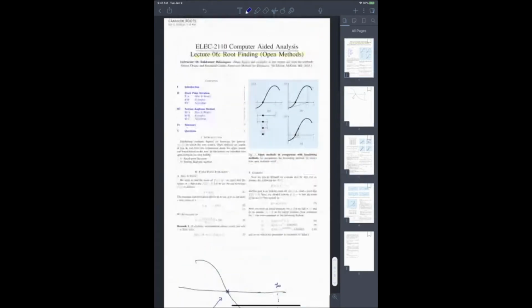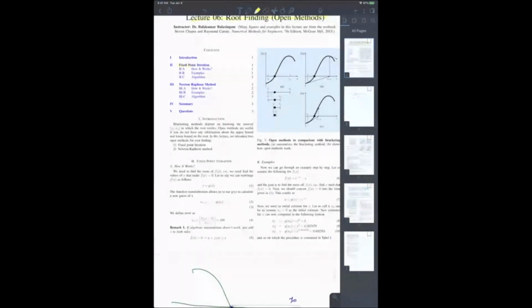So let's say the root is here. I want to show the second root. There might be one. So let's say this is the root. So we start at some point, x0, and then iterate. So there is no bracket. It is open. So how it works, that's what we are going to study. The first approach is called fixed point iteration. The second approach is called Newton-Raphson method.